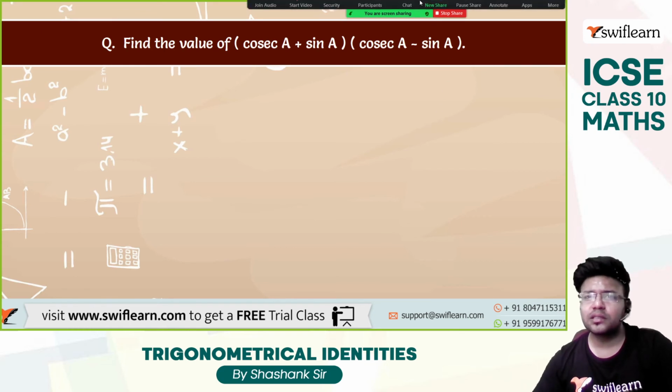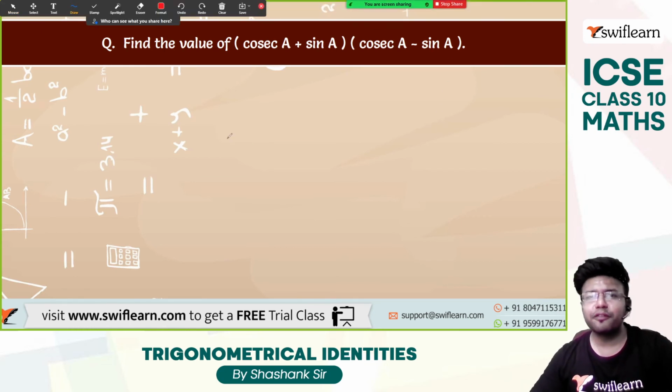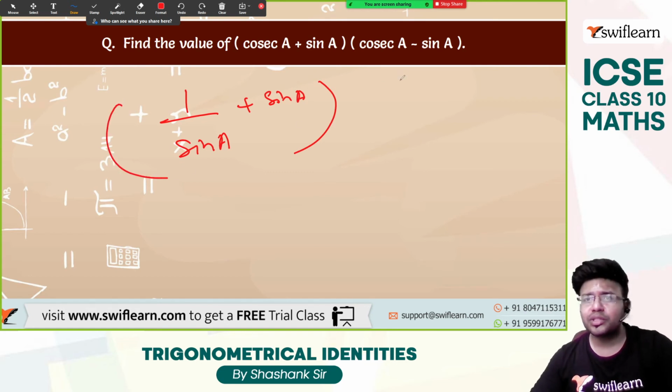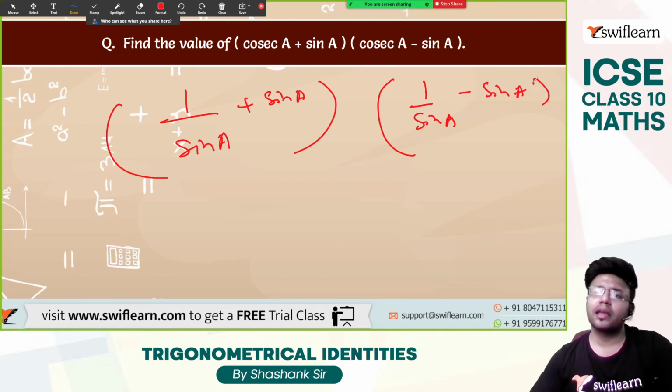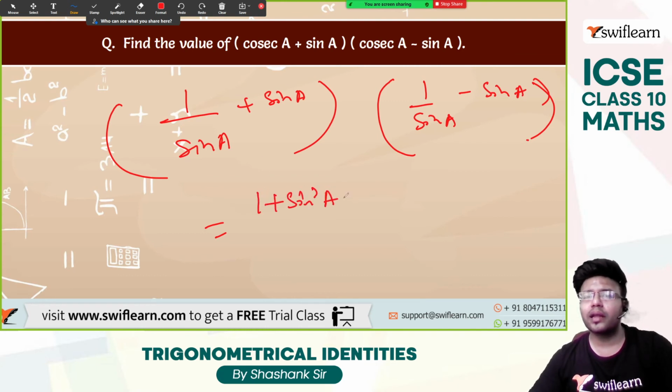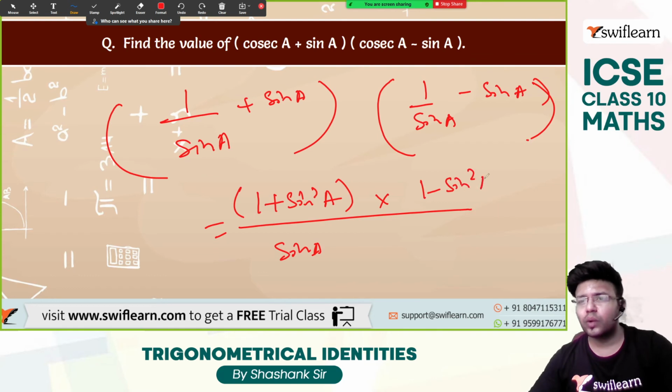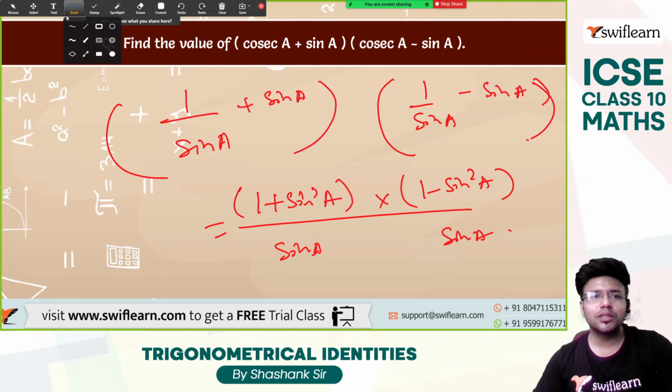Find the value of this. Okay, so simplify this. Cosec A can be written as 1 by sine A, so plus sine A and cosec A minus sine A, that is 1 by sine A minus sine A. Now take the LCM. So we will be having 1 plus sine square A divided by sine A into 1 minus sine square A divided by sine A.